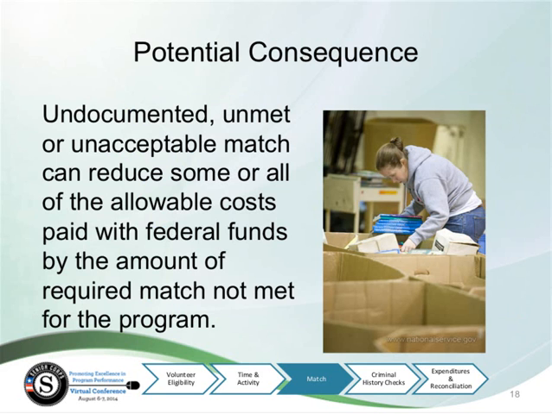So, potential consequences of undocumented match. First, the match will be questioned. If we come out to monitor you and you're using other federal funds, you do not have the approval from the federal agency, that amount will be disallowed. If your match is not met, for example, if you have a 10% required match for that budget year, and it's not met, we're monitoring you, and then you have unallowable expenses.